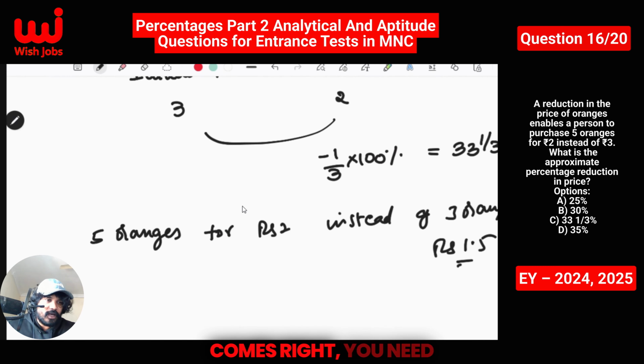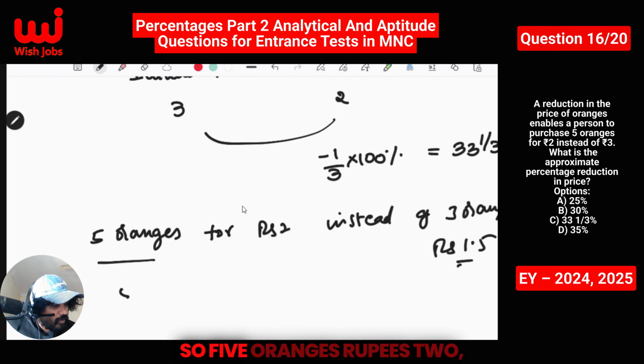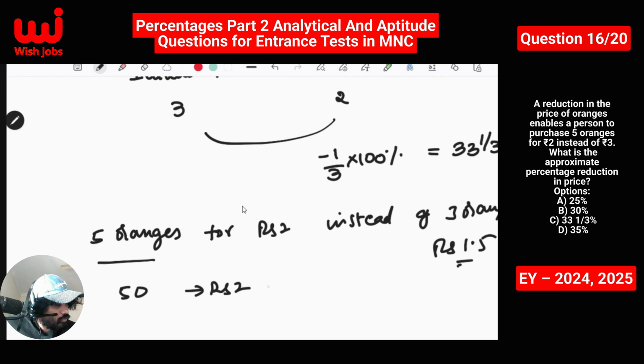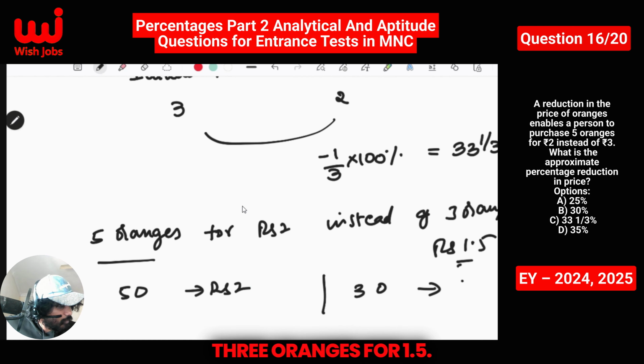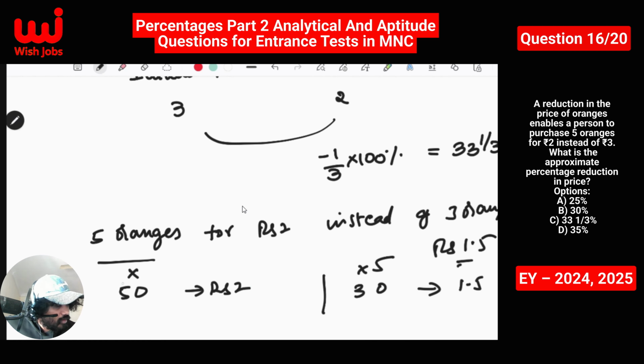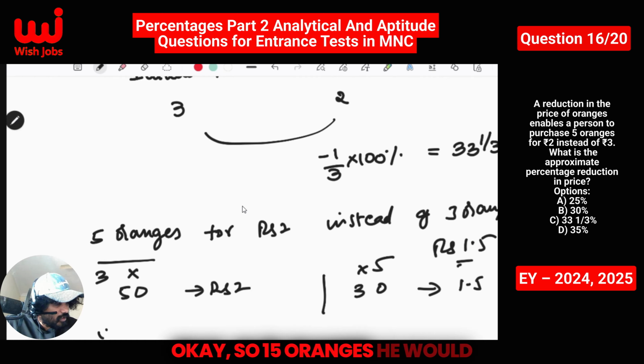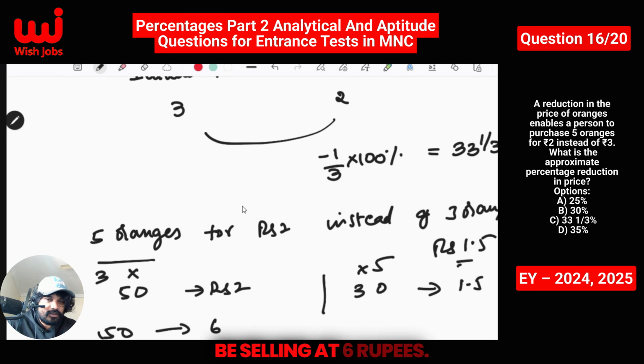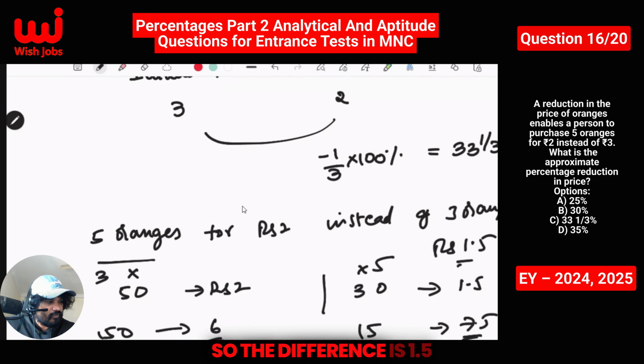When this kind of question comes, you need to equalize the quantities. Suppose 5 oranges for 2 rupees, and 3 oranges for 1.5. Just multiply with 5 oranges here, and multiply with 3 oranges here. So 15 oranges he would be selling at 6 rupees, but 15 oranges he was selling at 7.5. Previously it was 7.5 rupees, now it is 6 rupees. So the difference is 1.5 divided by the original price 7.5, into 100, which will give you 20%.